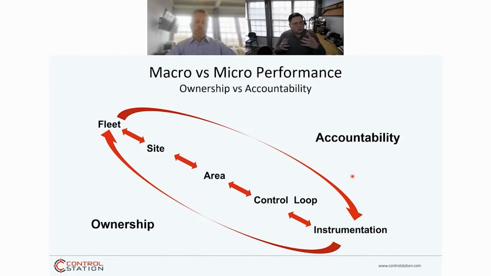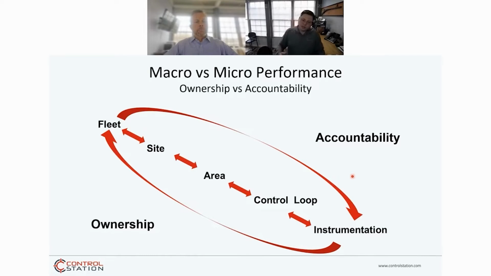When you're starting to look at the performance or the health of these different areas of the plant, you have to take into account this idea of ownership and accountability, right? Who owns the performance? Who owns the health? And who's accountable for it, right? Those aren't always the same people, right? Ownership could be at the individual site level, or it could be at the corporate level, right? Generally, ownership is higher level. It's at the management level. It's at the corporate level.